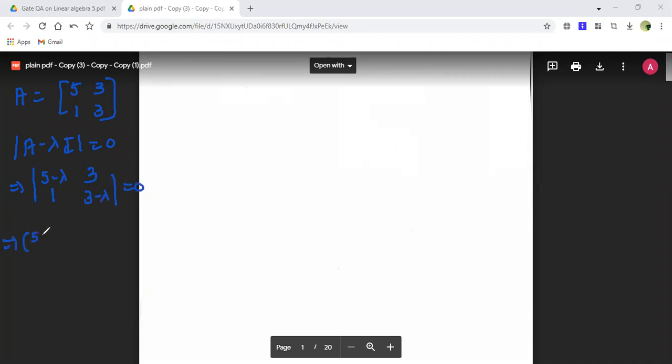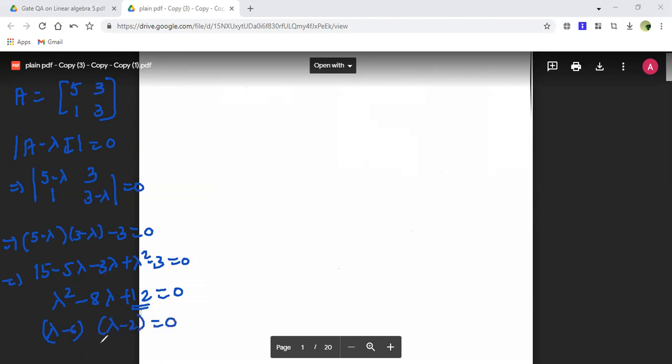So this implies (5 minus lambda)(3 minus lambda) minus 3 is equal to 0. This gives 15 minus 5 lambda minus 3 lambda plus lambda square minus 3 equal to 0. To solve it further, it is lambda square minus 8 lambda plus 12 is equal to 0. After multiplication I should get 12, and after addition I should get minus 8. It is minus 6 and minus 2. So the factors are (lambda minus 6)(lambda minus 2) is equal to 0. This implies lambda is equal to 2 and 6, which are our eigenvalues.